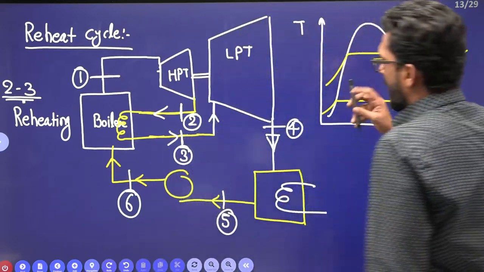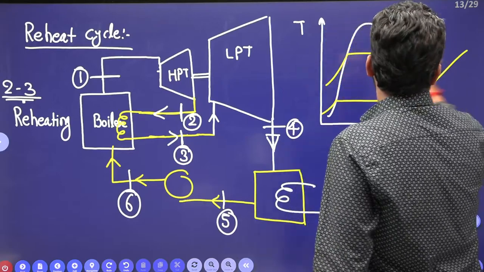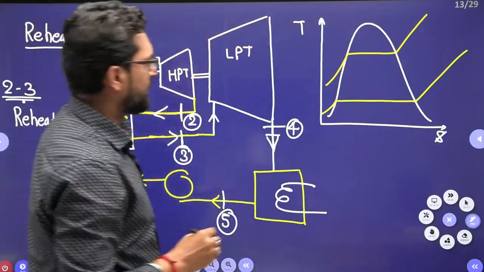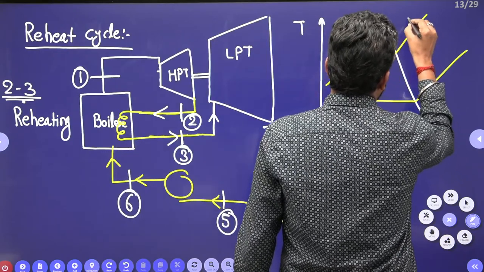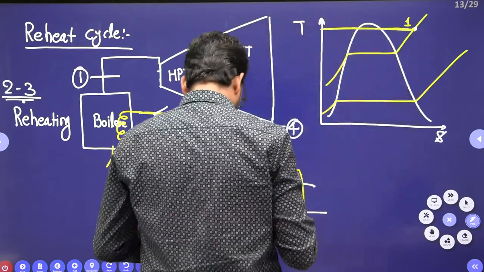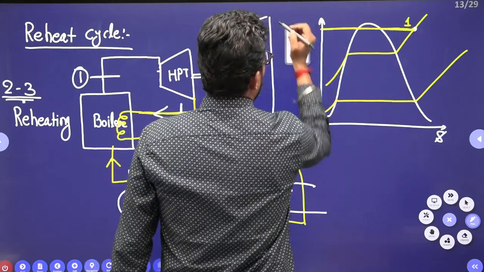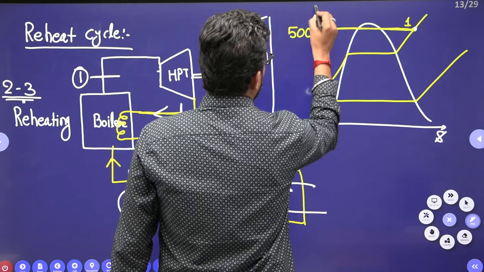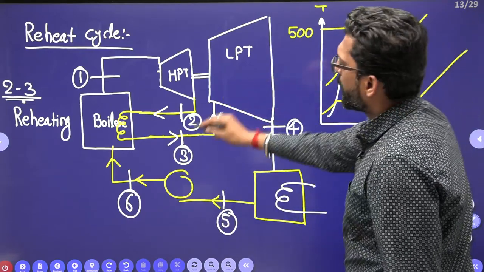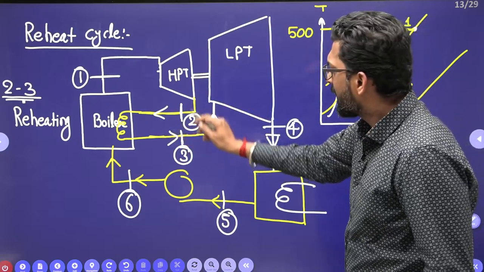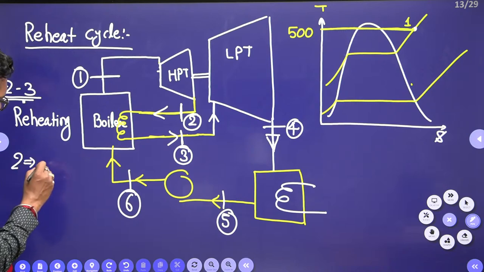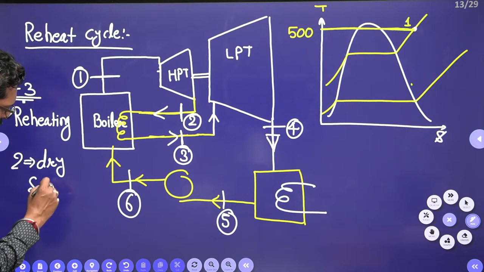See beta, the inlet of the turbine is superheated at point one. And what is the temperature here? This temperature is given. How much? 500. Now it expands isentropically and reaches point two. And point two is dry saturated vapor. Yes or not? It is given. Point two is dry saturated.